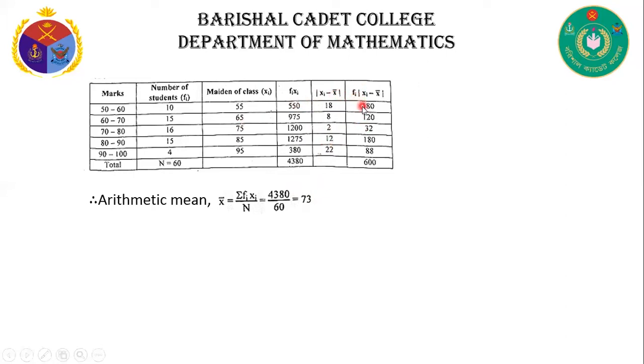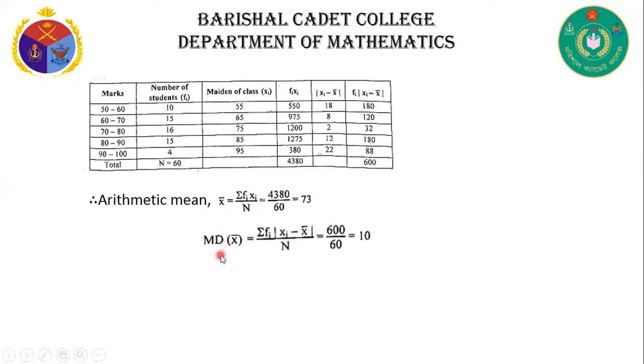Now Fi times modulus of Xi minus X bar: multiply 10 into 18, 180. 15 into 8, that means 120. 16 into 2, that means 32. Now the sum of all these numbers, we can write 600.